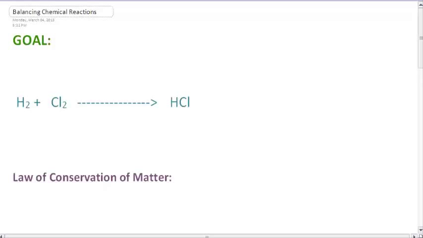Hi everyone! Today's lesson is about a topic called balancing chemical reactions. And so the goal for this lesson is that you know how and when to balance a chemical reaction.